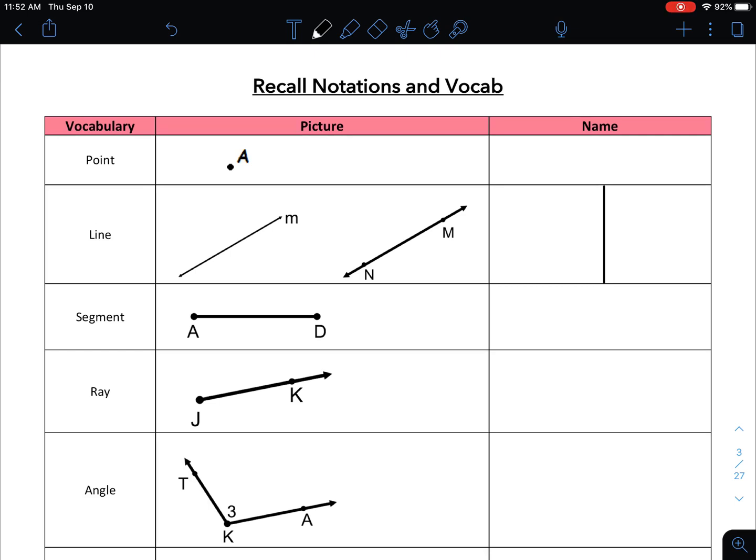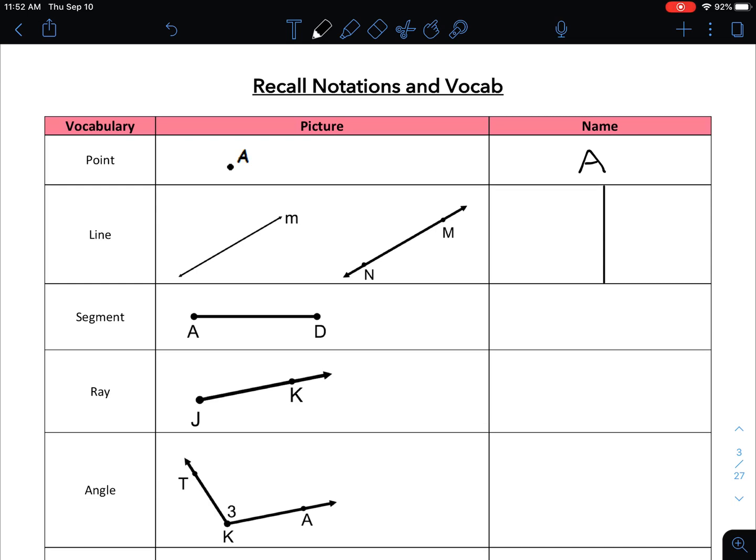I've already got the vocab listed for you. The pictures are there for you. We're just going to talk about how to name each of those. So for the first item that we're going to look at, the vocabulary term is a point. You've got your picture there. A point is just a dot right there, and it has this letter A next to it. When we name a point, we just call it by its letter or designation. So we would just call it point A, and we would just write the letter A.